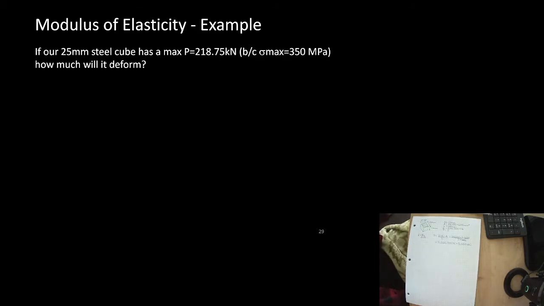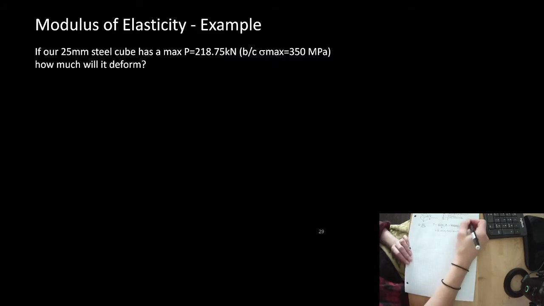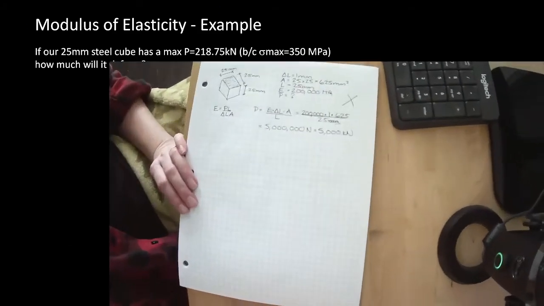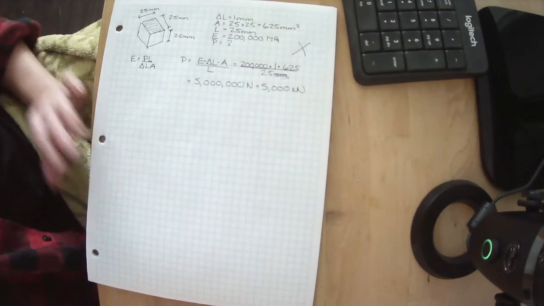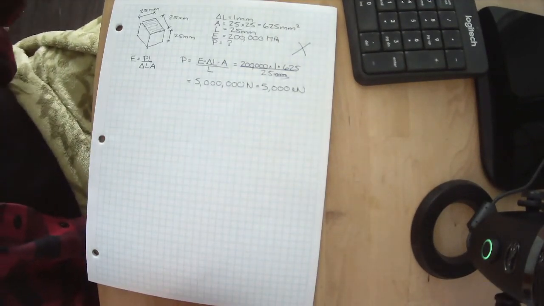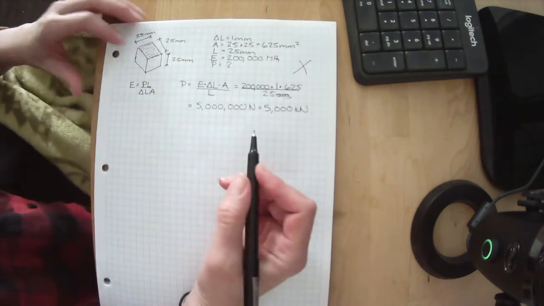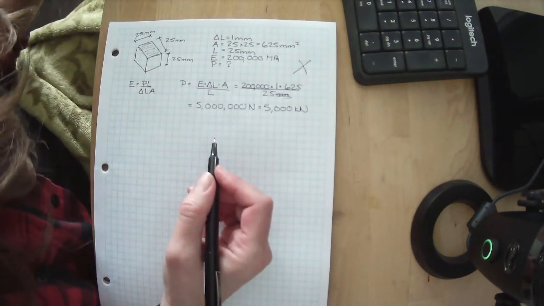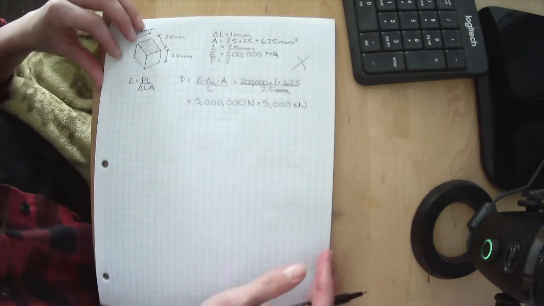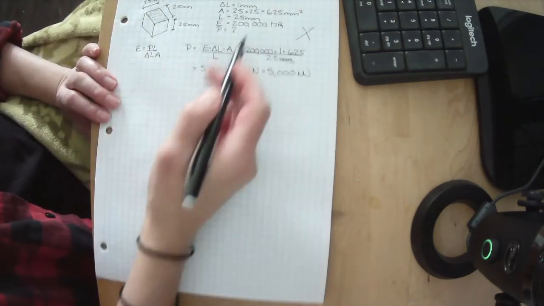Okay, if the max stress our steel could take was 350 MPa, which meant 218.75 kilonewtons, how much can it actually deform? So this can't actually happen. I hadn't realized I had included this slide. It's one I've been meaning to add for years, so I'm really happy that at some point in the past, Shannon did it.